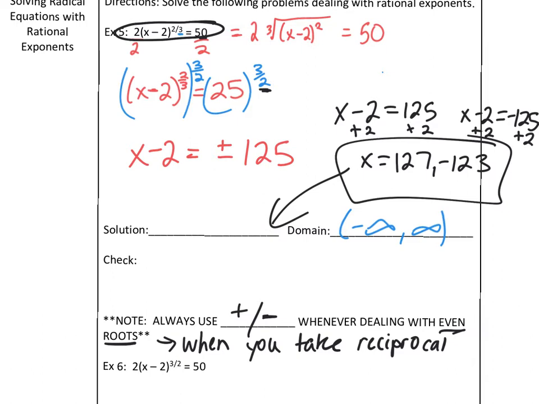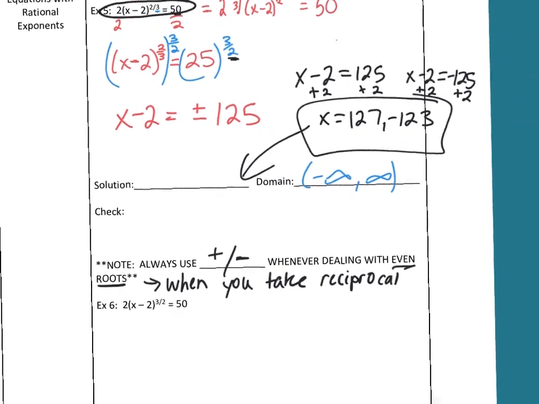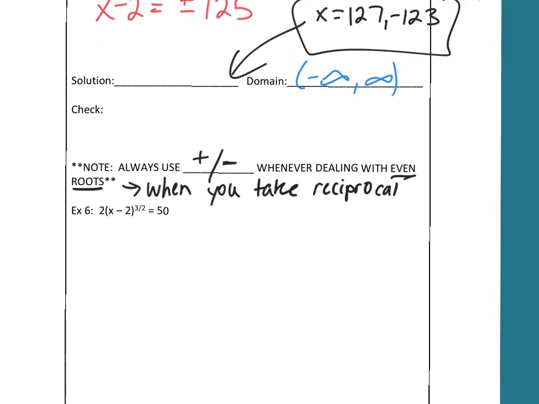There are going to be some things moving forward in Algebra 2 that don't end up equaling 50, or equaling that number. And those are what we call extraneous solutions. I don't think there's going to be any extraneous solutions on the test, but I will let you know if there are, okay?